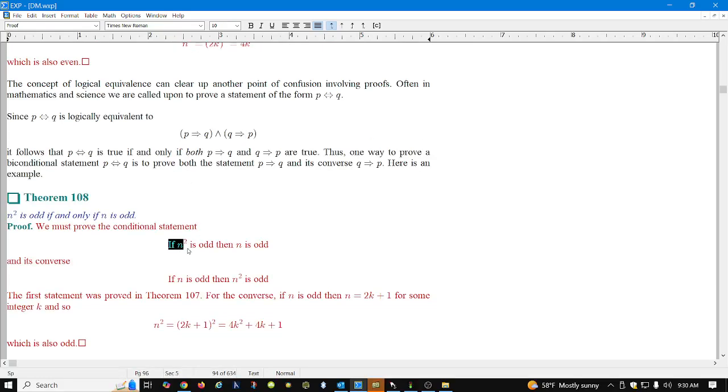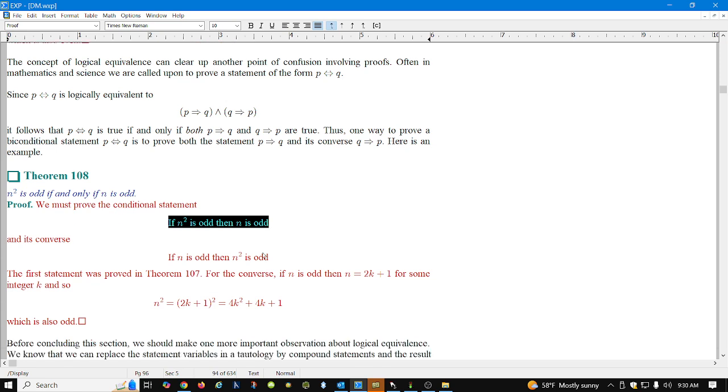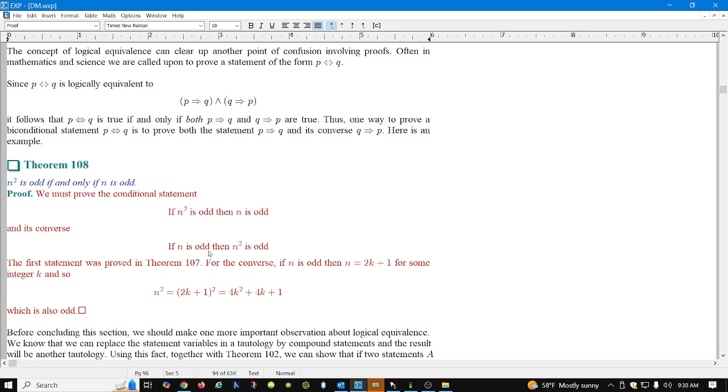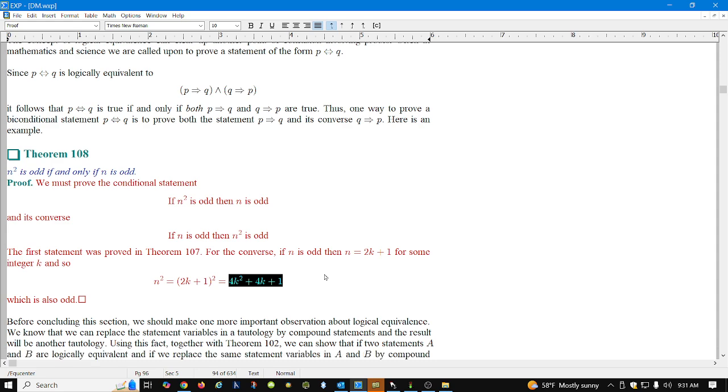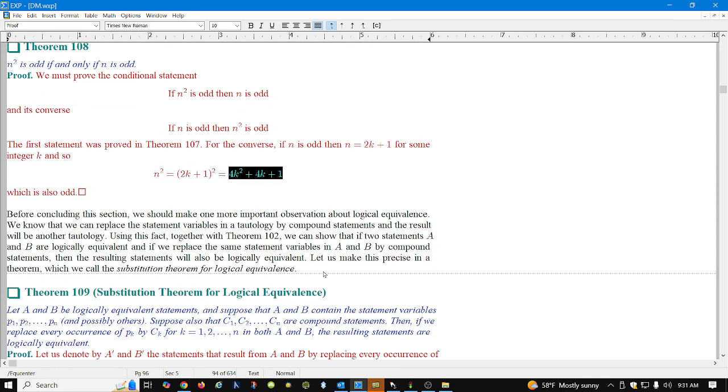So this is proof by contraposition. The converse, however, can be done directly. If n is odd, it has the form 2k plus 1. N squared then looks like this, which is also odd.